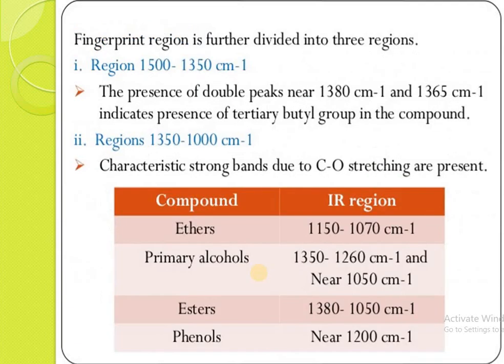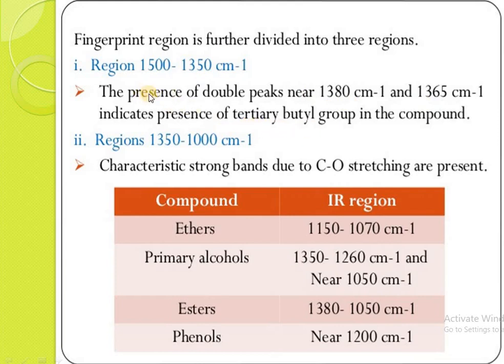And so the fingerprint region is further divided into three regions. If it is between 1500 to 1350 centimeter inverse, then there are mainly double peaks at 1380 and 1365 centimeter inverse, which indicates the presence of a tertiary butyl group in the compound.